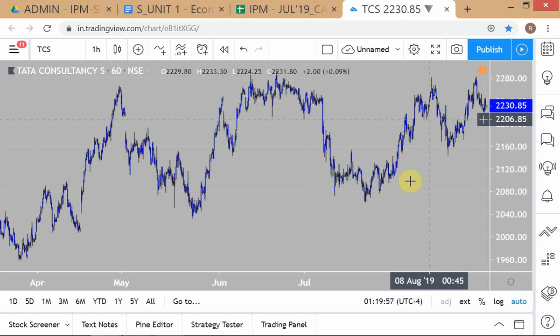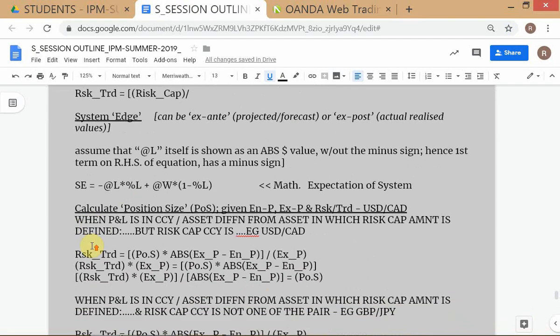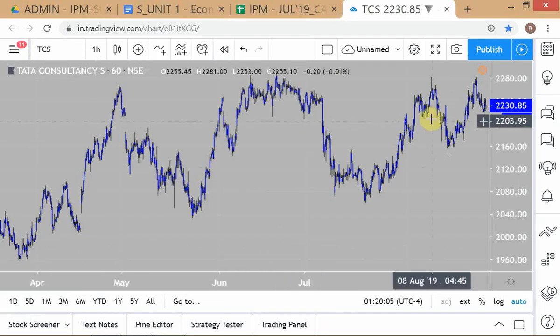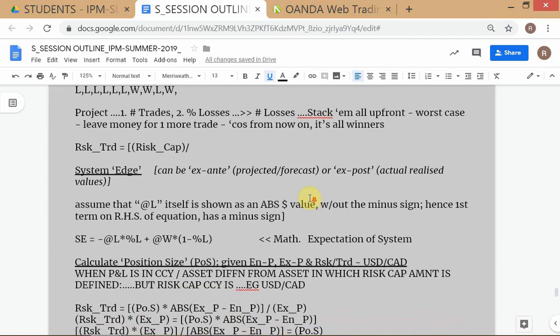Another thing we should emphasize here is a point with respect to pyramiding. When we discuss pyramiding, you should apply this risk per trade, risk per unique stop level, only on a gross basis, not on a net basis. What do I mean by that? Let's go to this pyramiding point here.